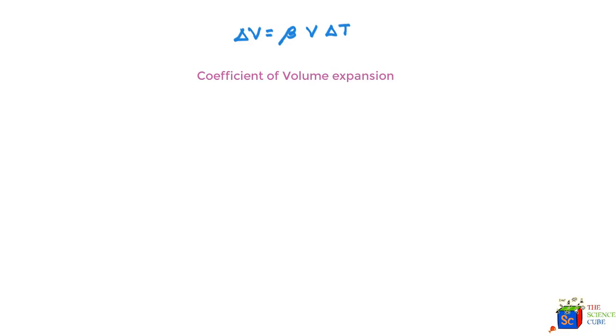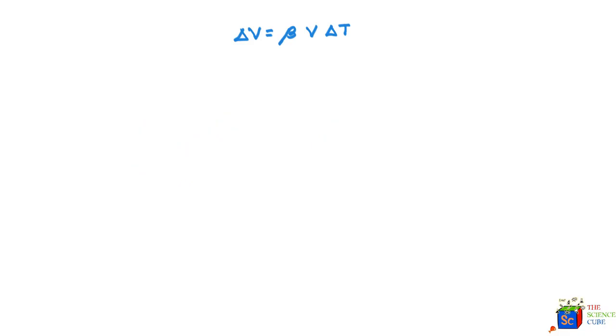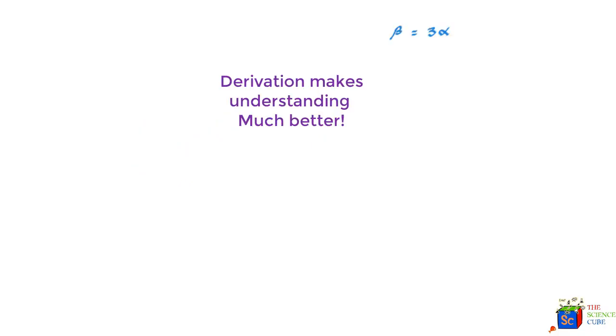Also, beta can be interpreted quite the way we did alpha, that is, if you have a cube of unit volume, then beta is nothing but the change in volume per unit change in temperature. Also, beta and alpha are related as beta is equal to 3 alpha. And if you're really interested, I can actually do a quick derivation for you, because I always believe derivation really makes things a lot more understandable.